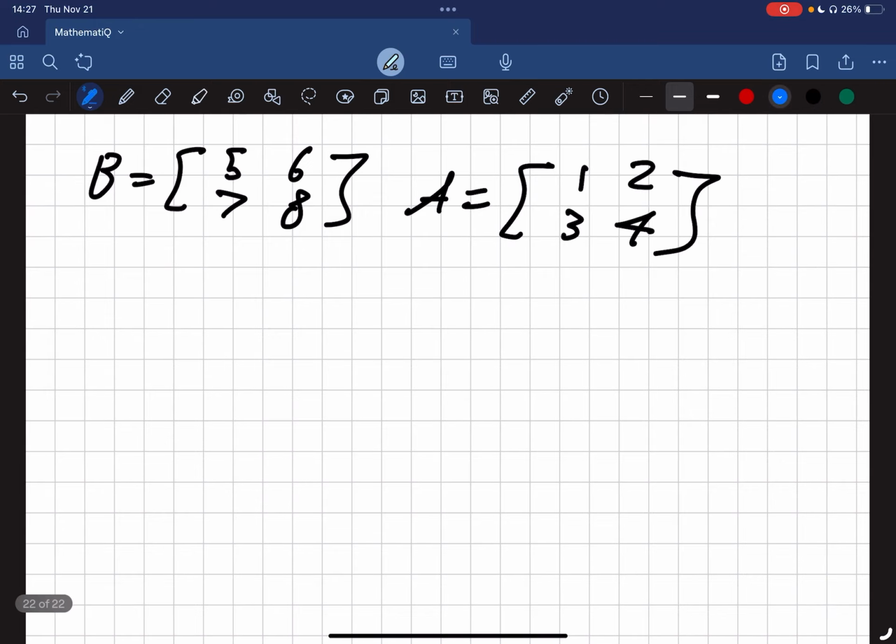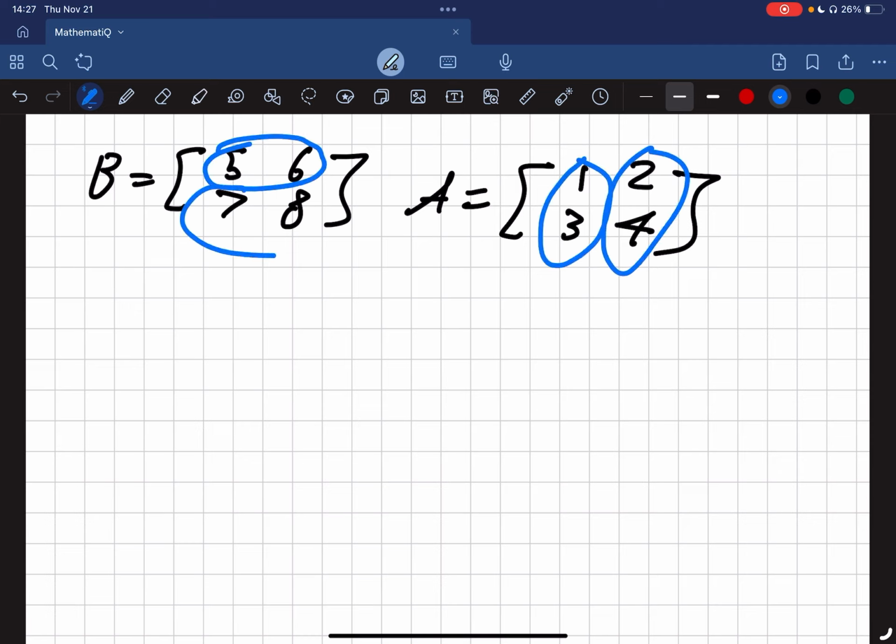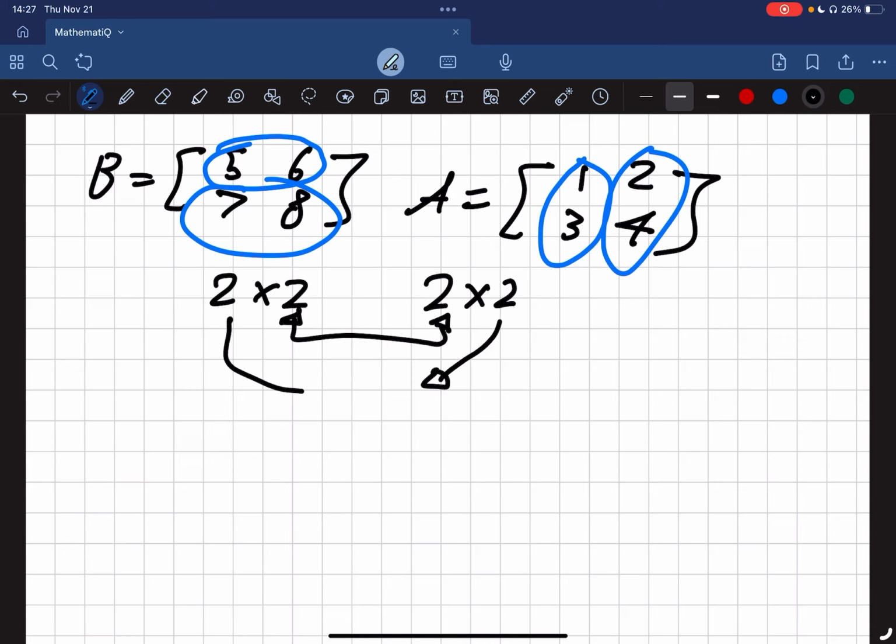Once again, this is going to be row oriented, and this is going to be column oriented, okay? And this is once again a 2 by 2. This is as well a 2 by 2. We see that these match. So this is a possible combination, and we're going to take the outer numbers, and this is going to dictate what our final solution is going to be.